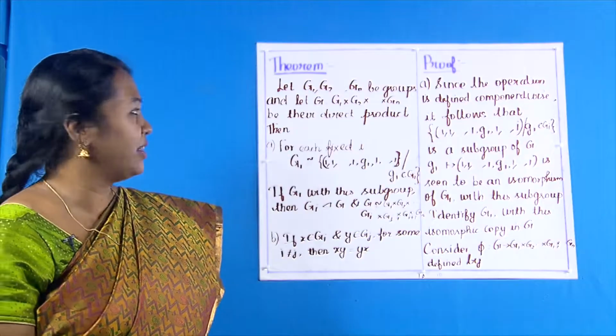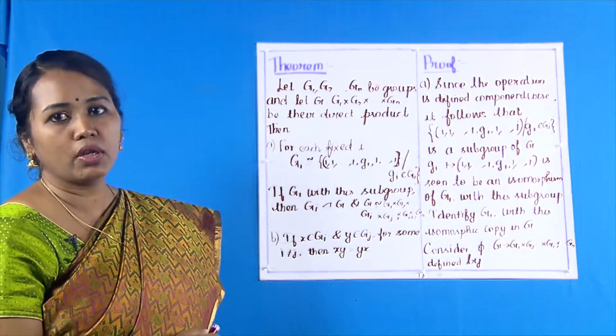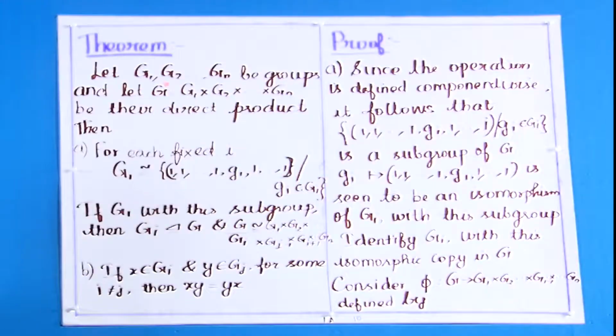Next, we shall see a theorem. Let G1, G2 so on up to Gn be groups, and let G be denoted by G1 cross G2 so on up to Gn. This is the direct product. Then we shall prove the following results. Number 1, for each fixed i, Gi is isomorphic to the set (1, 1, 1, so on up to gi, 1, 1, 1, etc.), where gi belongs to Gi.